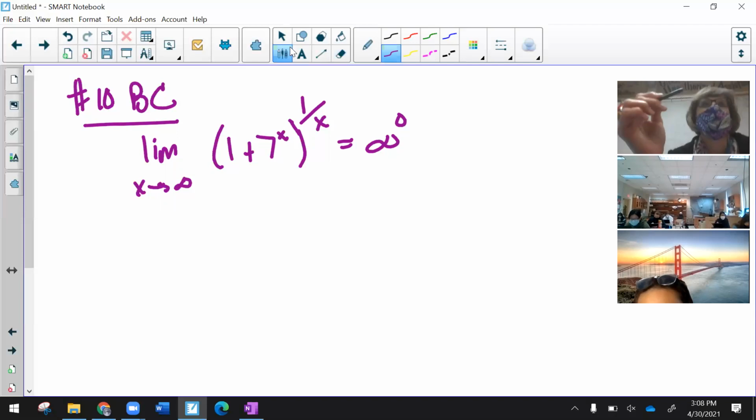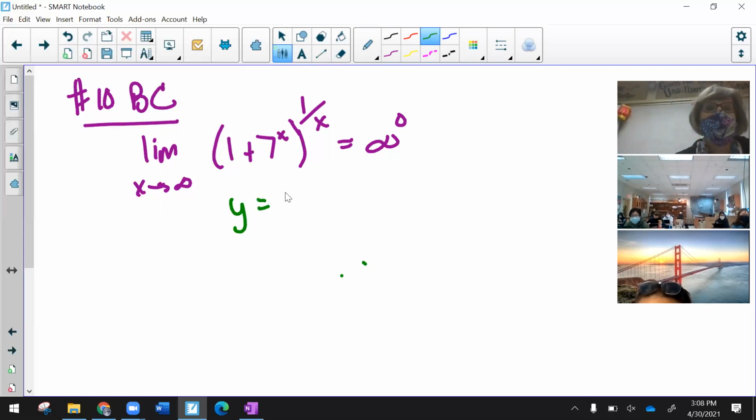Is that an acceptable answer? No. So I need to do something else. I need to manipulate it so that I can get it into something that is infinity over infinity or 0/0, so I can use L'Hopital's rule. So I'm going to let y be equal to (1 plus 7 to the x), all to the 1/x.